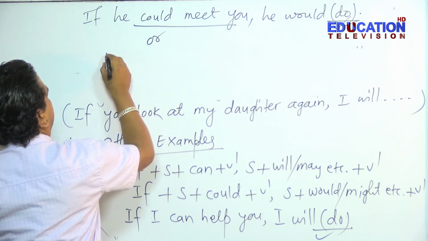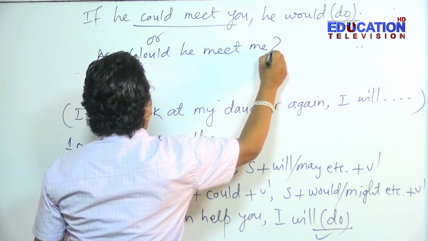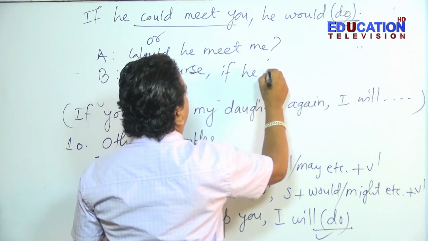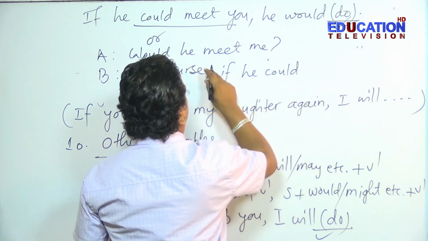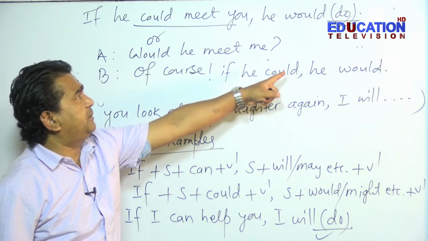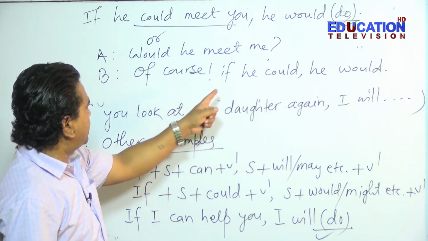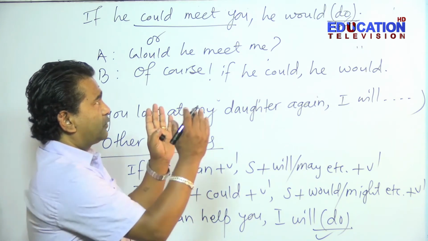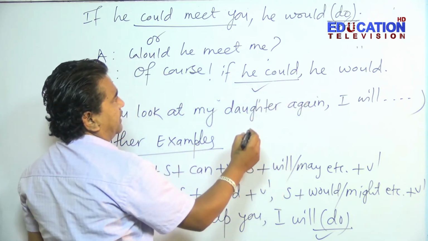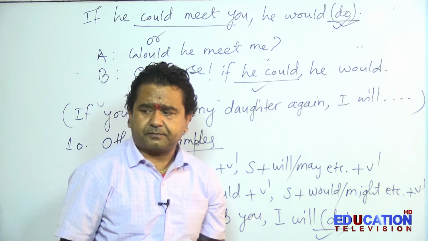Or, let us see the conversation. Would he meet me? Of course. If he could, of course, if he could, he would. Look, in this case, in both sentences, the verb is understood. Of course, he could means he could meet you. If he could meet you, he would meet you. So the verb is understood. Of course, if he could means if he could meet you. He would means he would meet you. So meet you is understood. So such a situation also could be asked, right?